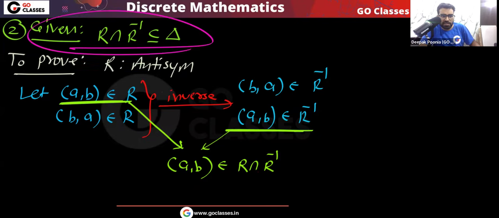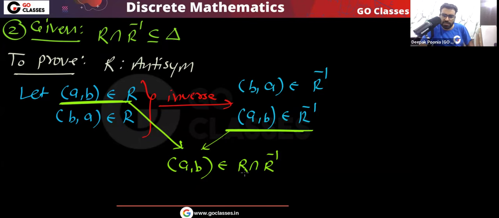But it is already given that R intersection R inverse is a subset of the identity relation. This R intersection R inverse is a subset of the identity relation.